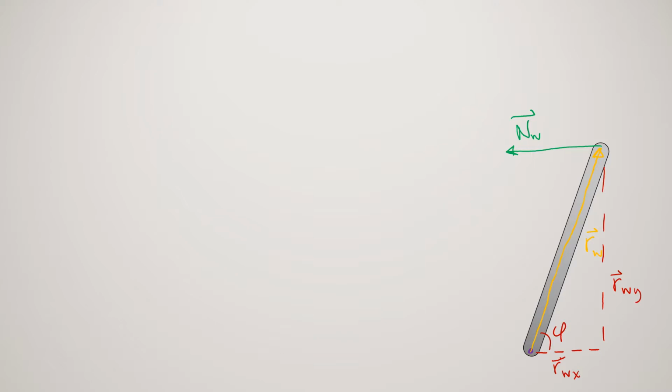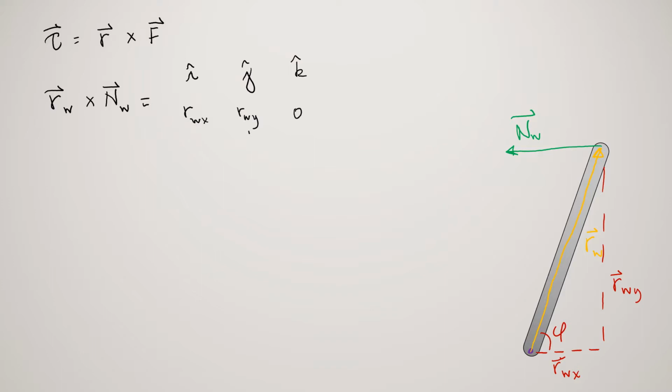So torque is a cross product. Remember, order is important, so this is going to be R cross F. And so I have R of the wall cross the normal with the wall, and that yields this matrix. And so now I can solve.